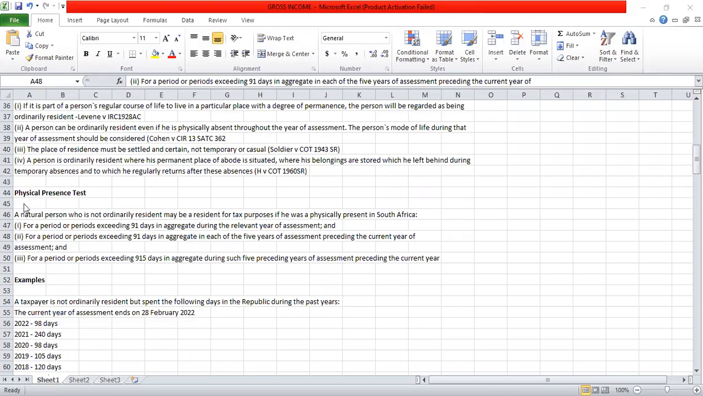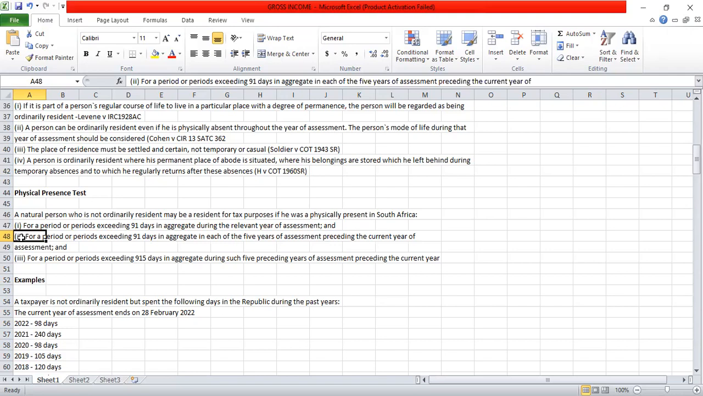We are saying this first test is for this year only, number one. For a period or periods exceeding 91 days in aggregate during the relevant year of assessment. That is 2022 only. We're talking about 2022 only for the number one test. Then number two, we are saying for a period or periods exceeding 91 days in aggregate in each of the 5 years of assessment preceding the current year. So on number two, we are no longer looking at the current year. We are looking at the previous cycle.